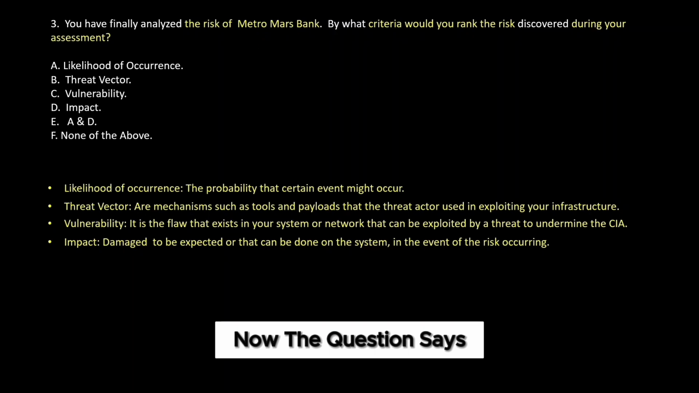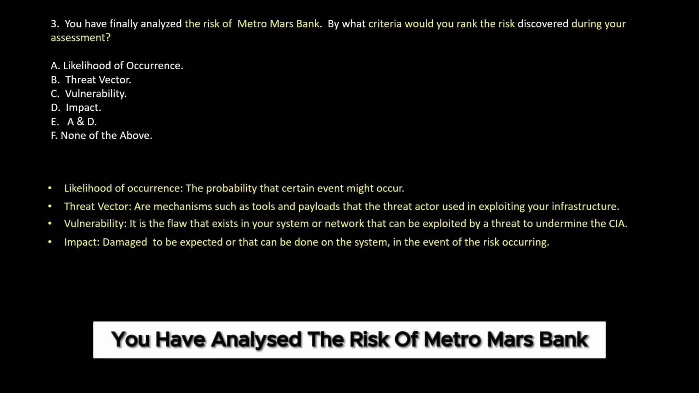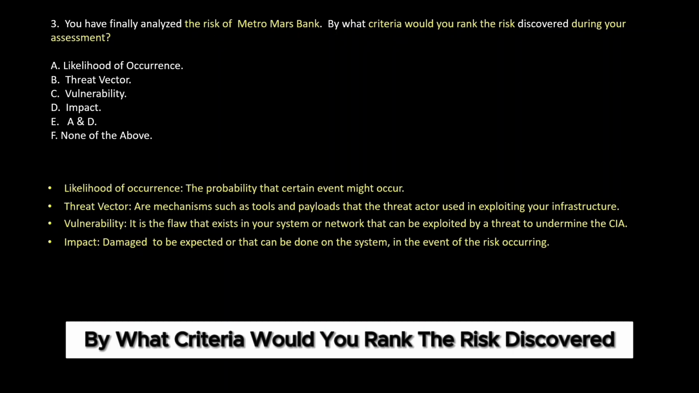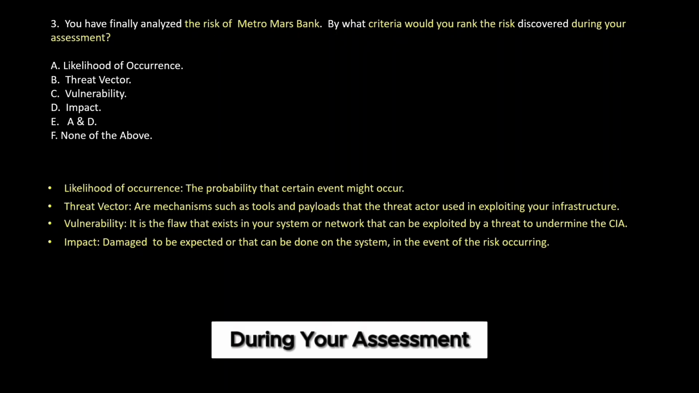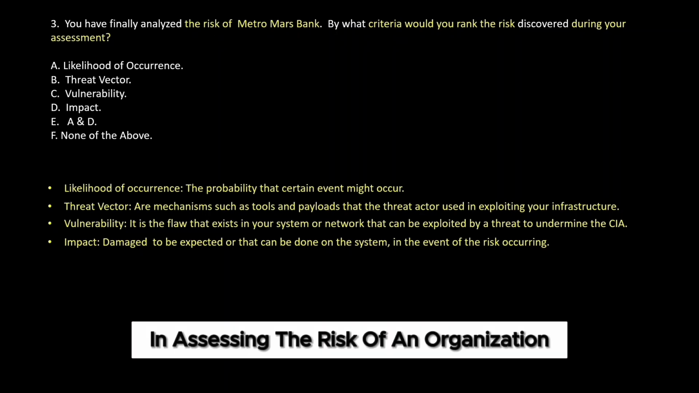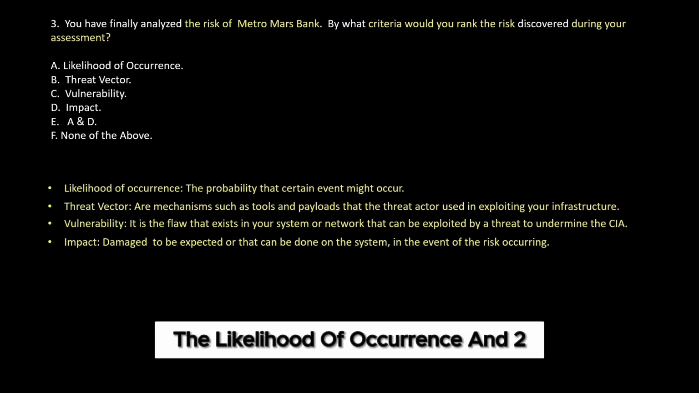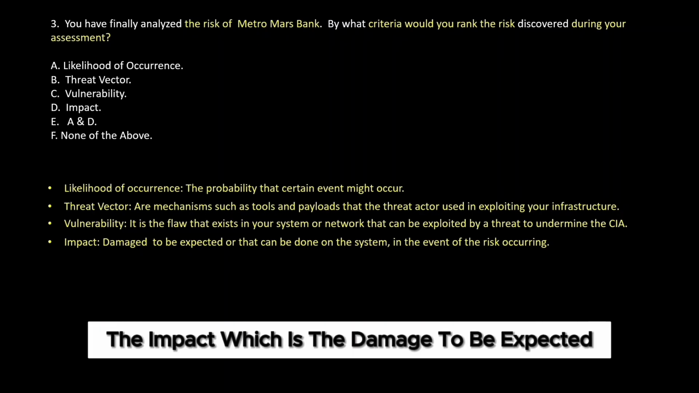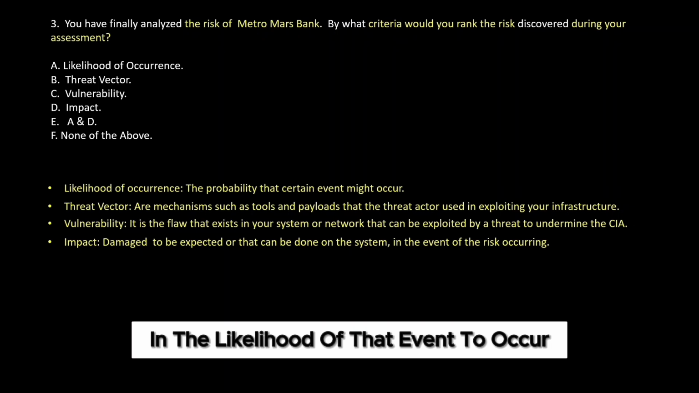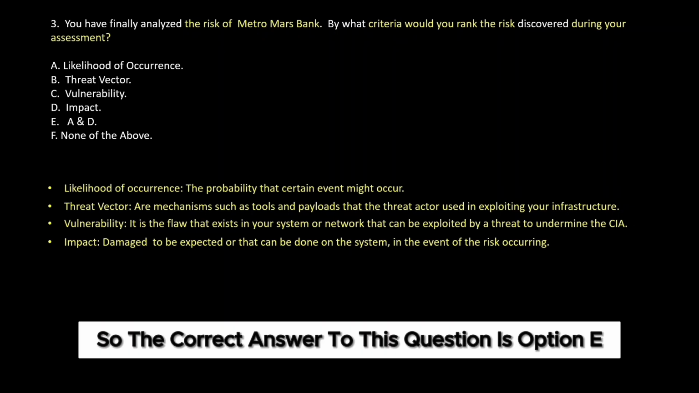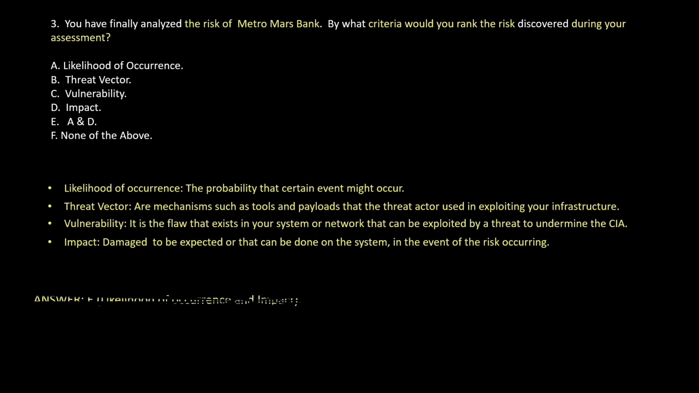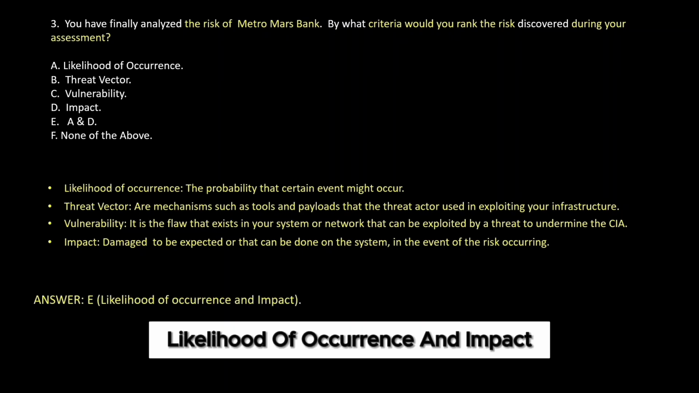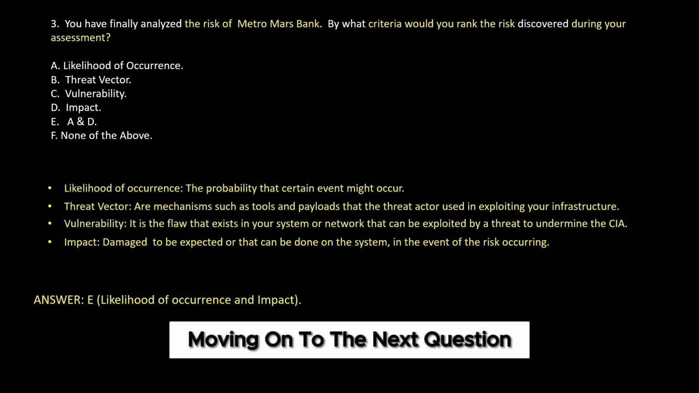Now, the question says you have analyzed the risk of Metro Mass Bank. By what criteria would you rank the risk discovered during your assessment? In assessing the risk of an organization, 2 factors are put into consideration. 1, the likelihood of occurrence, and 2, the impact, which is the damage to be expected in the likelihood of that event to occur. So the correct answer to this question is option E, A and D. Likelihood of occurrence and impact. Moving on to the next question.